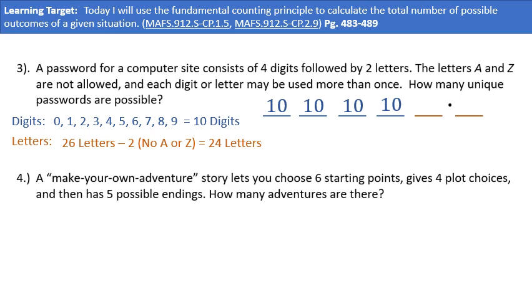Okay, our last two characters are going to be letters. How many different options do I have? 24. So this is going to get big, but literally you're just going to do 10 times 10 times 10 times 10 times 24 times 24. You're just going to multiply the options you have for each of those characters. You're going to get a really big number.